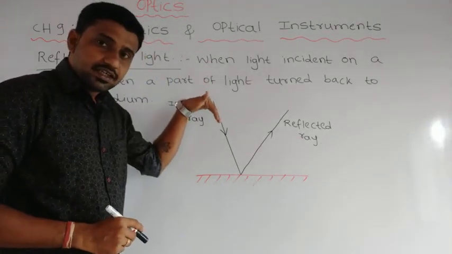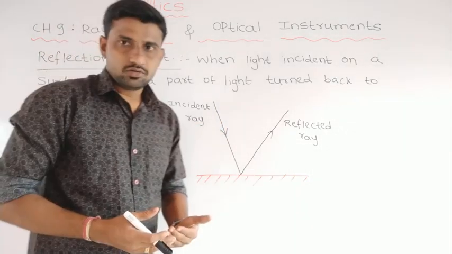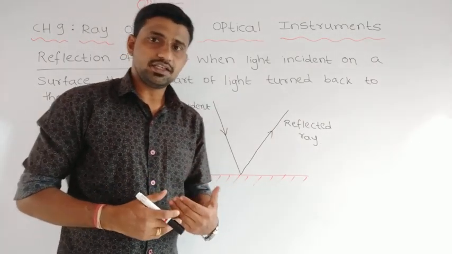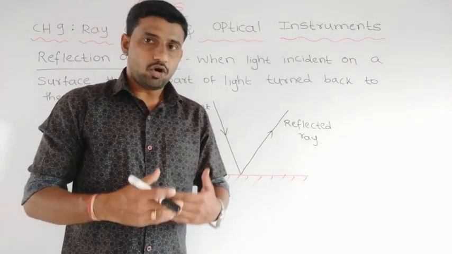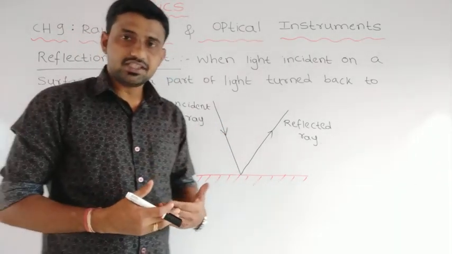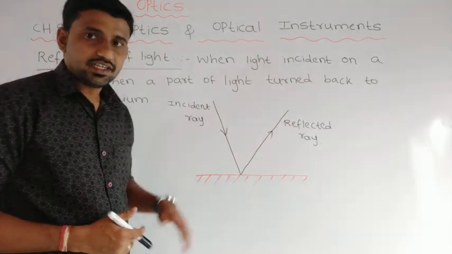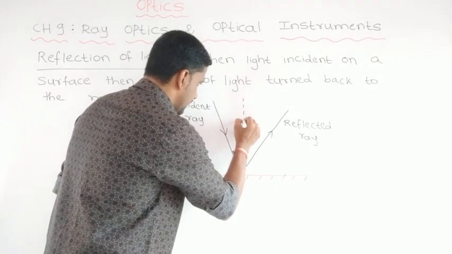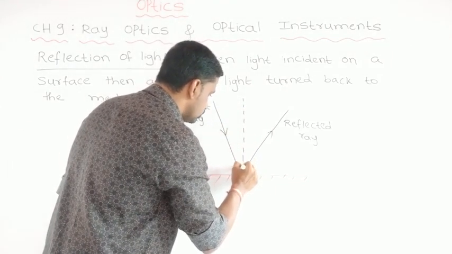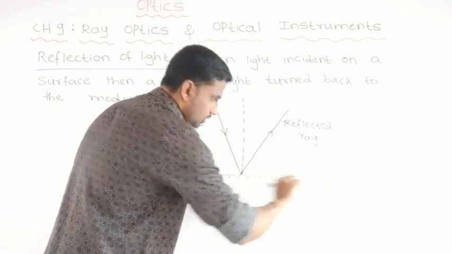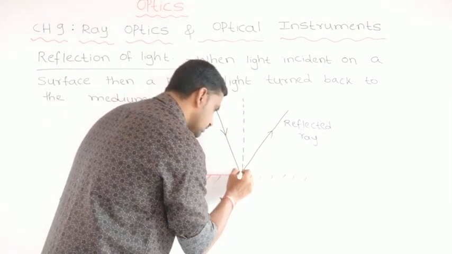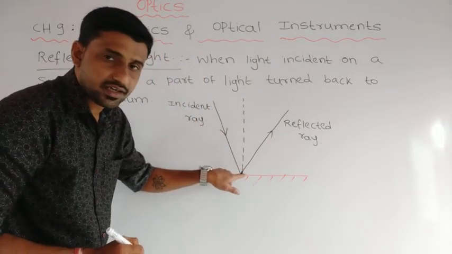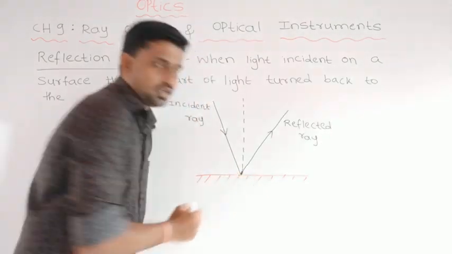And here I am incidenting light with some angle. To know the angle, we are considering a normal. So normal is nothing but a line I am drawing, one line which is perpendicular to the surface. That is called a normal. Here I am considering one normal. This is the line I am drawing, and that line should be perpendicular to the surface, and that line should end at the point at which the incident light and the reflected light meet on that surface.